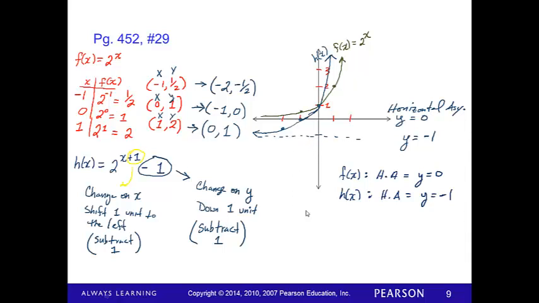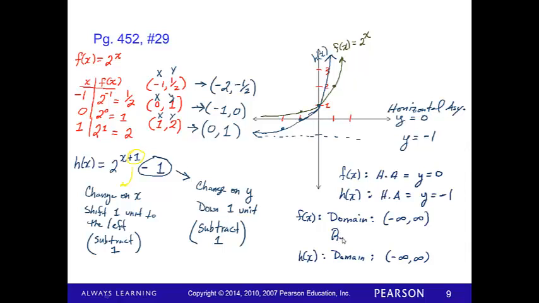And then it says determine the domain and the range of each function. So again, f of x, let's talk about the domain. Well, this is an exponential function, right? Therefore, its domain is all reals. Same with g of x, h of x. Their domain is all reals.